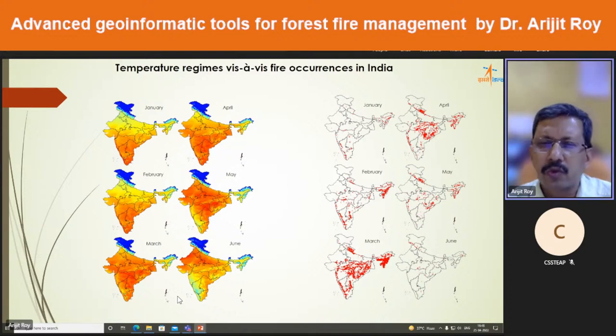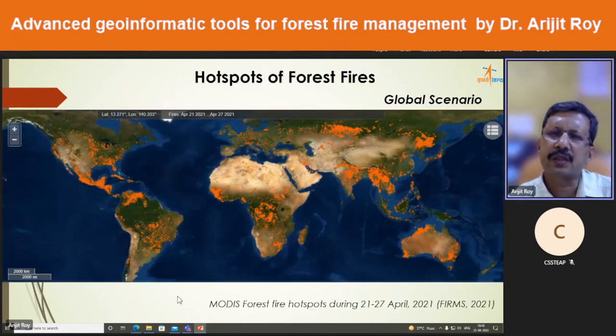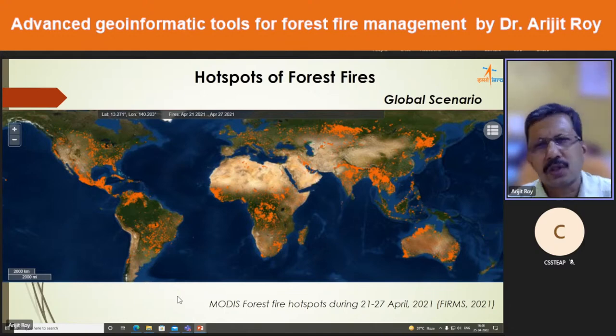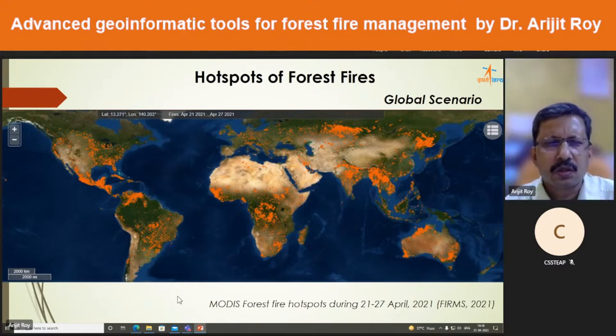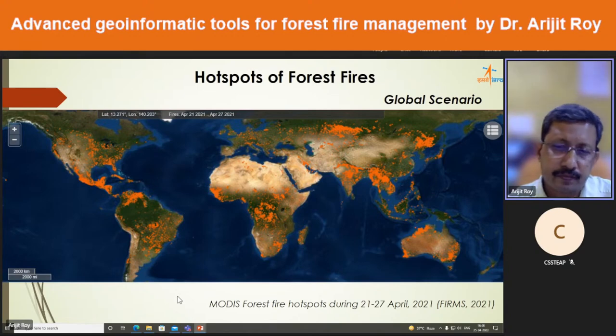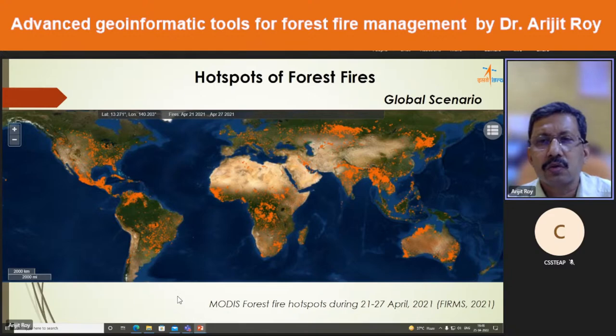By May, most of the fuel has burnt off. But still, the Himalayan regions are getting warmed up, and you have fire activities in those regions. With the onset of monsoon in June, most of the fire activities across the country stop. So if you see a snapshot of the hotspots of forest fires across the globe, during April 21st to 27th of 2021, this is how the fire activities look.